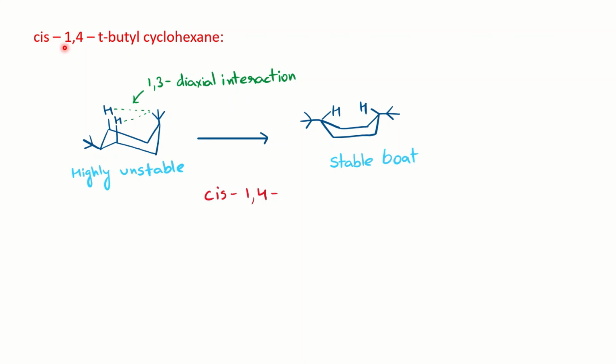While if you draw the trans 1,4 ditertiary cyclohexane, you can draw the two at equatorial position, and that makes the chair conformation itself a stable conformation. So the two examples are the exceptions, and you can practice some more examples based on this concept.